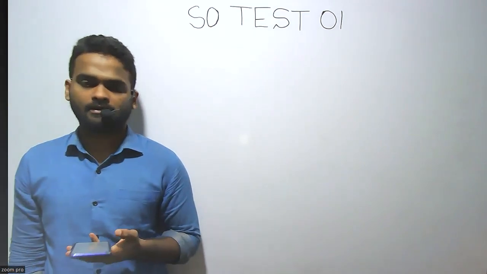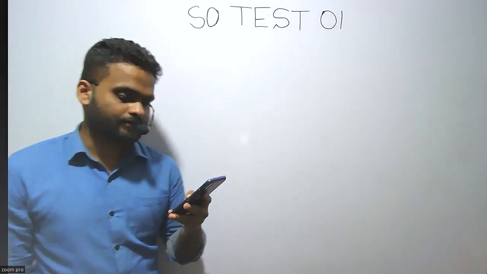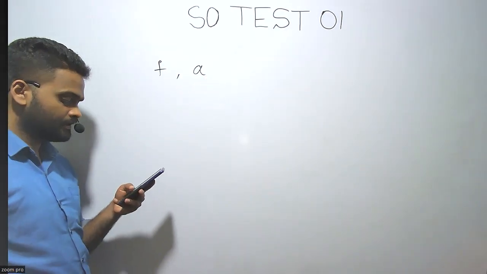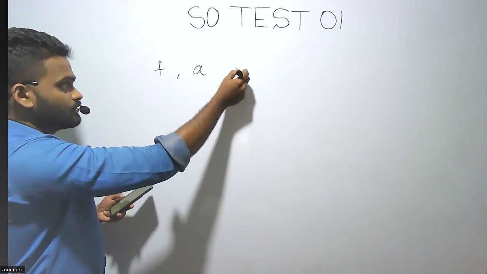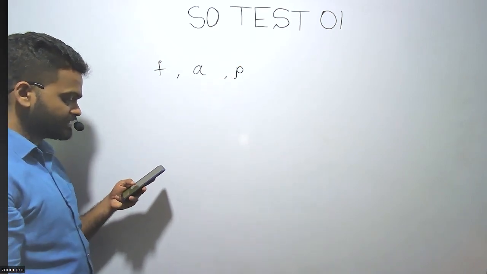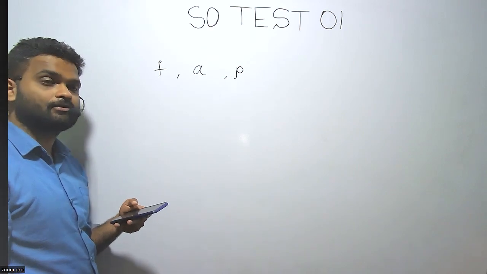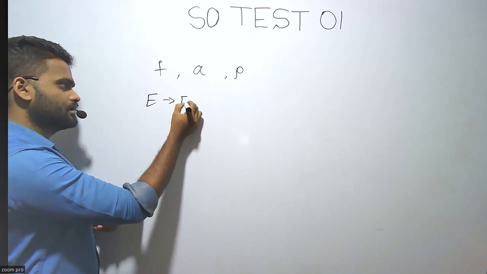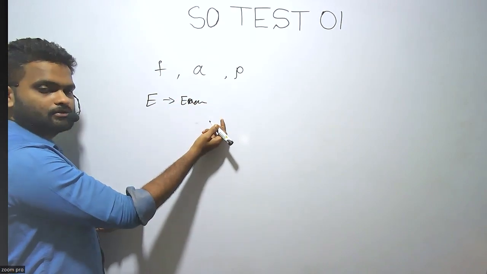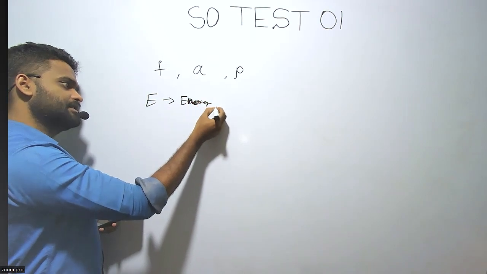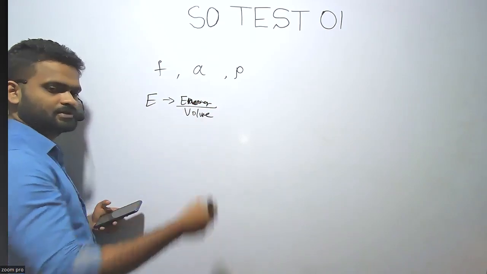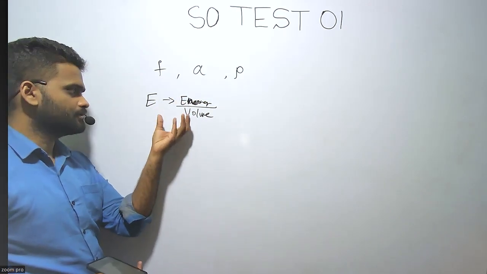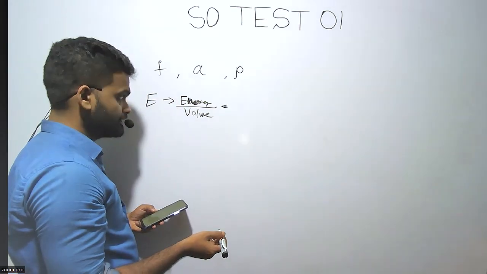14th question. A sound wave with frequency f, amplitude a, moves in a medium with density rho. Which is the correct equation that represents energy per unit volume? So this E is not just energy, right? This is energy per unit volume. What does it mean? Energy is divided by volume. Whenever we say per unit volume, it should be divided by volume.